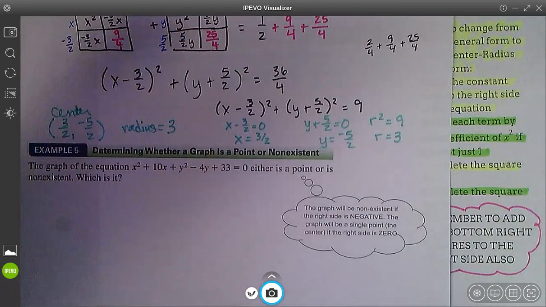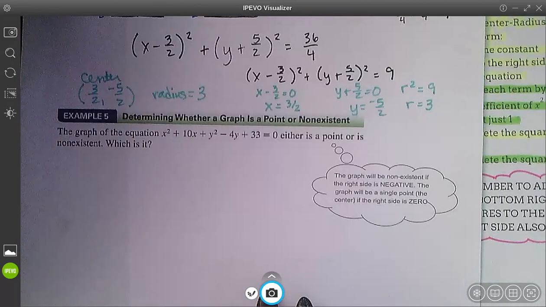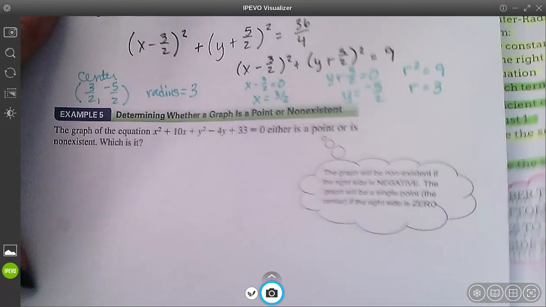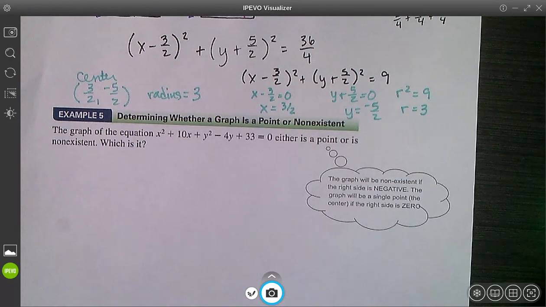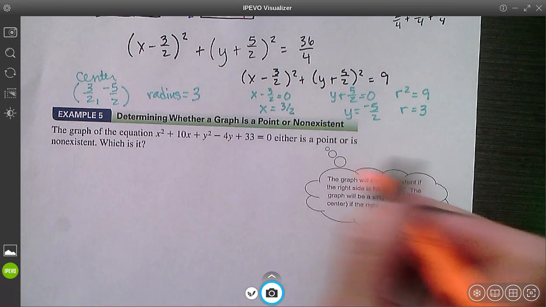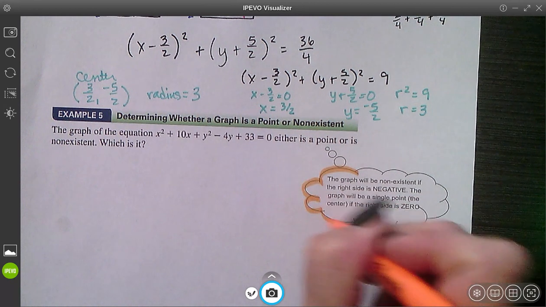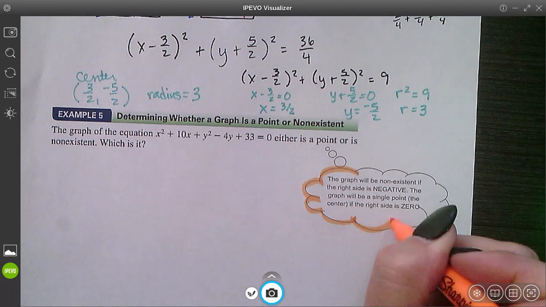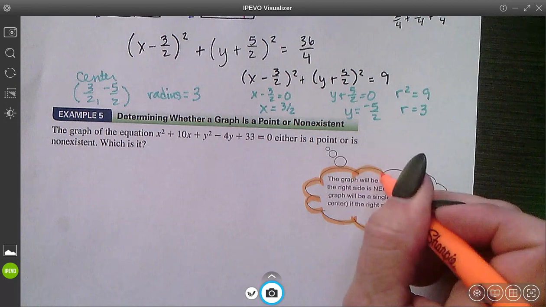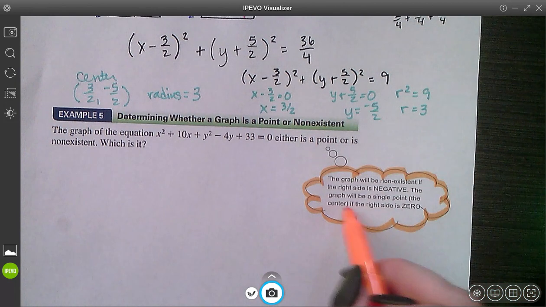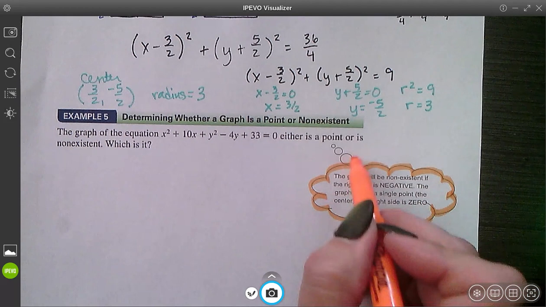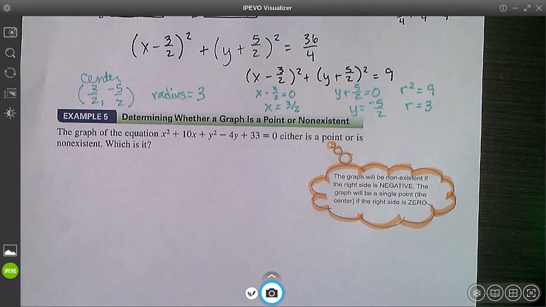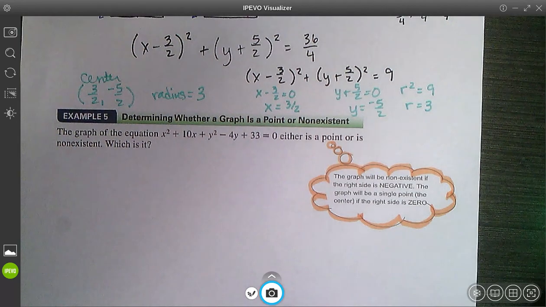Last example here. The graph of this equation is either a point or non-existent. Which is it? That is a great question. To be able to answer that question, we need to know that the graph will be non-existent if the right side is negative. The graph will be a single point, which is the center, if the right side is 0. So we need to put this into standard form or center radius form.